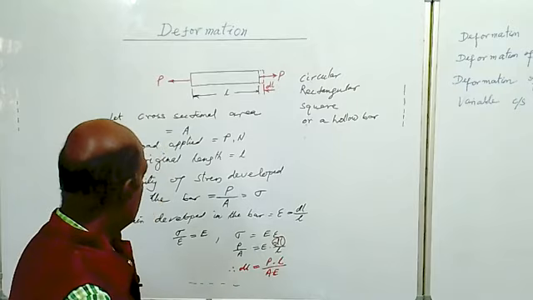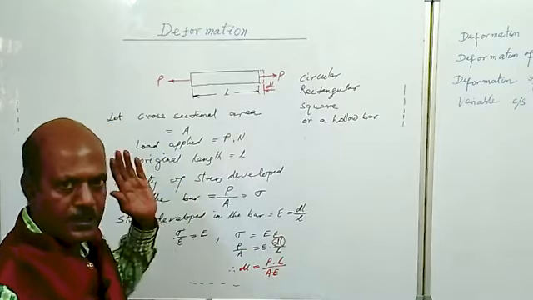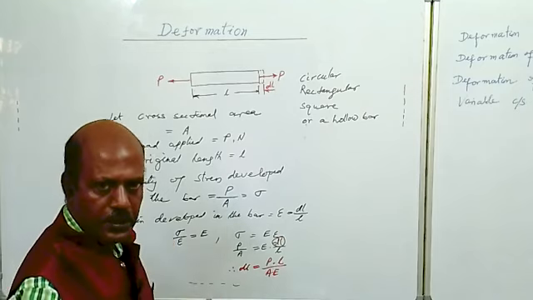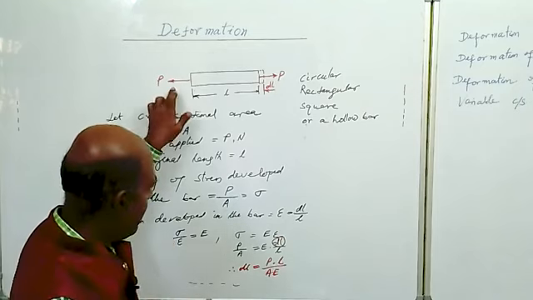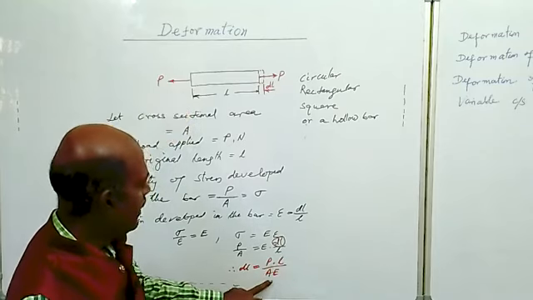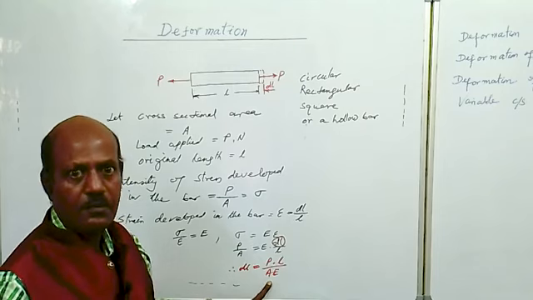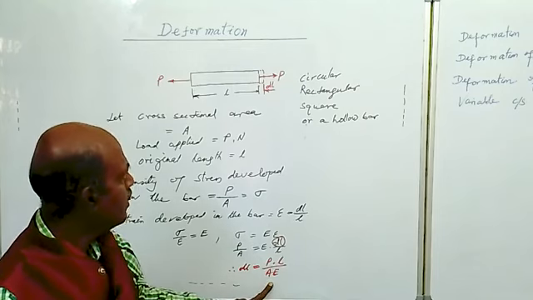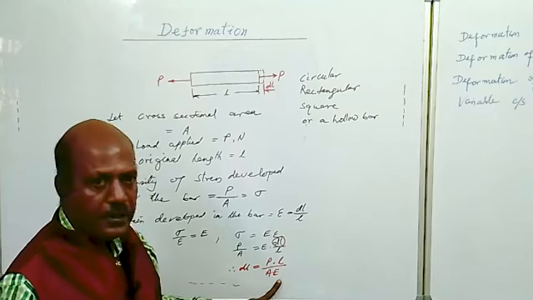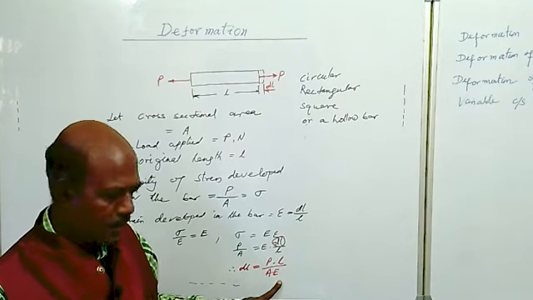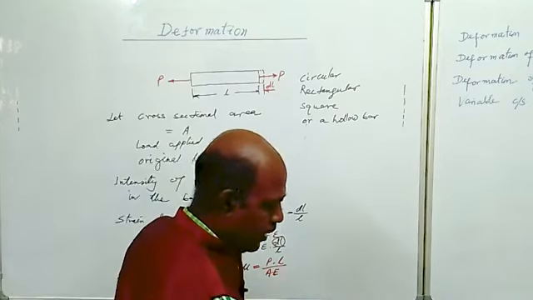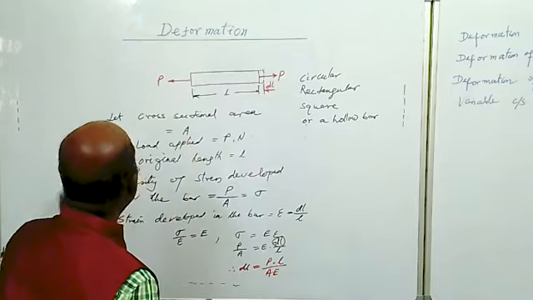So whenever a load P is applied over a body, the deformation produced in the body is given by P into L by A into E, where P is the external load applied over the body, L is the original length, A is the original cross sectional area, whatever may be the type of cross section, that may be circular, rectangular, square or a hollow cross section, and E is the Young's modulus of the material of the bar. So by this we can find the deformation of a bar.